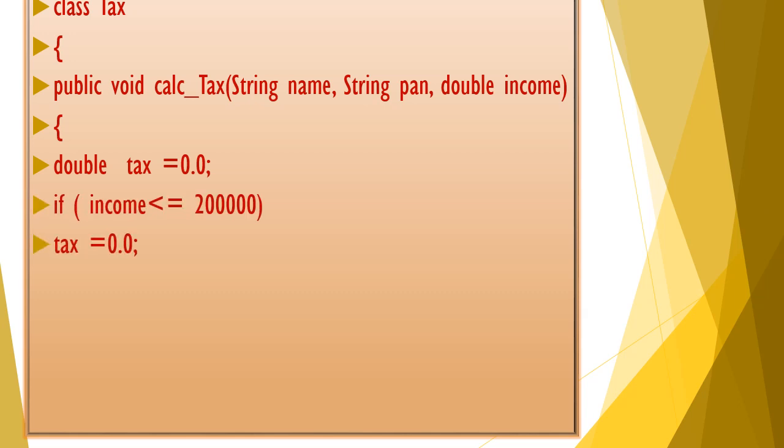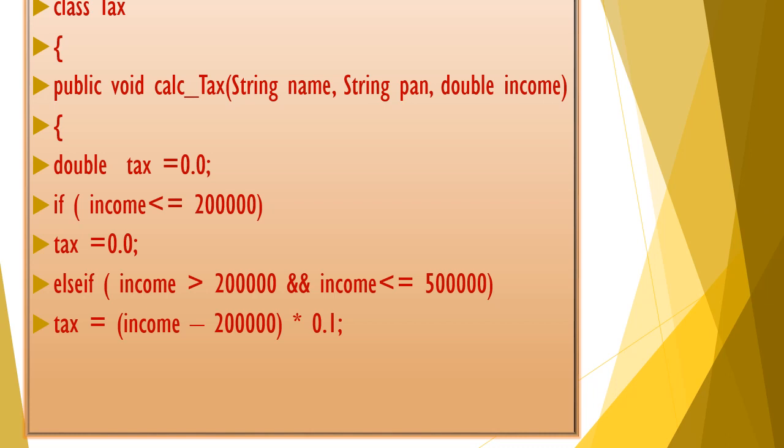And we check the first condition. As per the given condition, income is the variable where the income of the person is stored. If income is less than or equal to 2 lakh, tax equals nil. We can't write nil to a double type variable, so we assign here tax equals 0.0. If income is less than or equal to 2 lakh, tax equals 0.0.